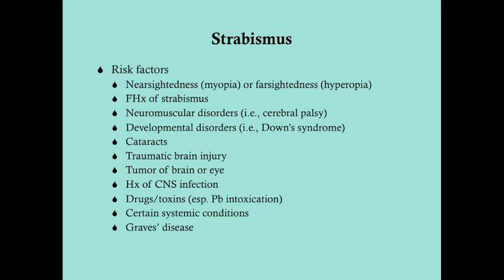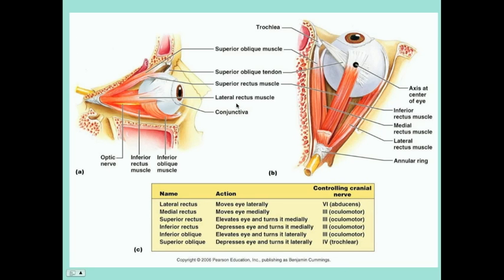Risk factors for the development of strabismus include nearsightedness or farsightedness, and that would just be your refractive errors. A family history of strabismus, neuromuscular disorders, they can affect the extraocular muscles, developmental disorders including Down syndrome, cataracts, traumatic brain injury, tumor of the brain or of the eye, a history of CNS infection, drugs or toxins, especially lead intoxication, certain systemic conditions, and Graves' disease. I tried to put these up on the top, the more common, and going down to the less common causes of strabismus, but I don't know if this is perfect.